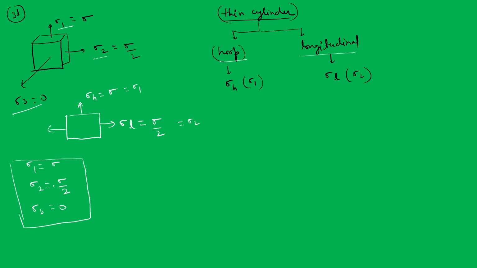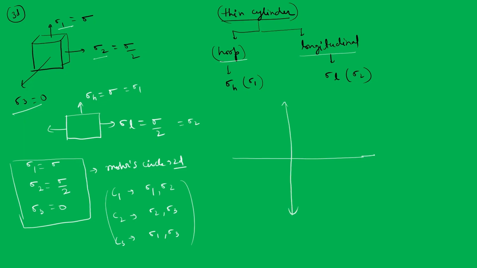Now I have three states of stress and I want to represent them in the Mohr circle. The Mohr circle is a 2D representation of a system, so how can we represent this? We will represent it in pairs. Let's say circle C1 is sigma 1 and sigma 2, circle C2 is sigma 2 and sigma 3, and circle C3 is sigma 1 and sigma 3. Now let us represent all those circles.